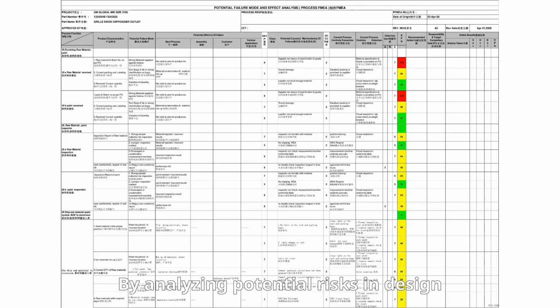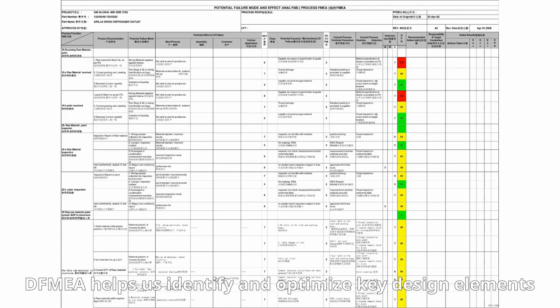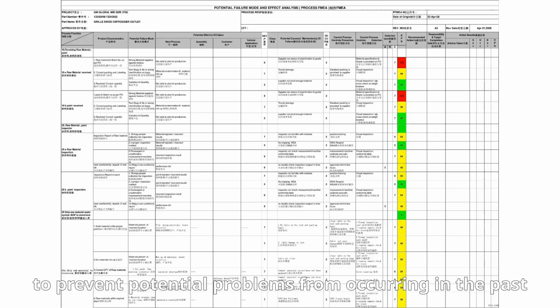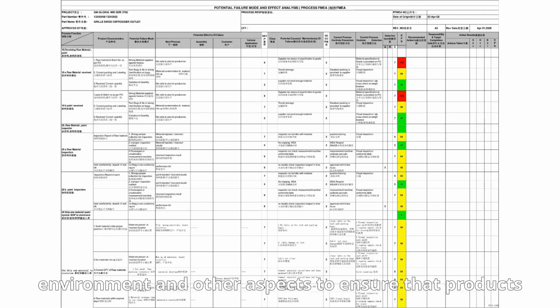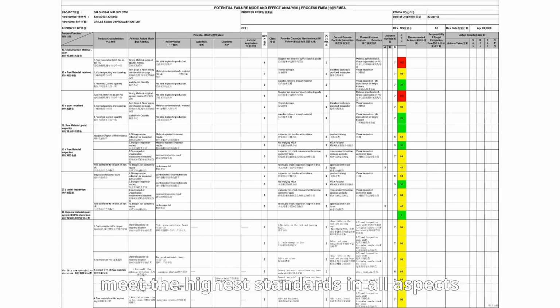By analyzing potential risks in design, DFMEA helps us identify and optimize key design elements to prevent potential problems from occurring in the past. It covers design, process, materials, equipment, environment and other aspects to ensure that products meet the highest standards in all aspects.